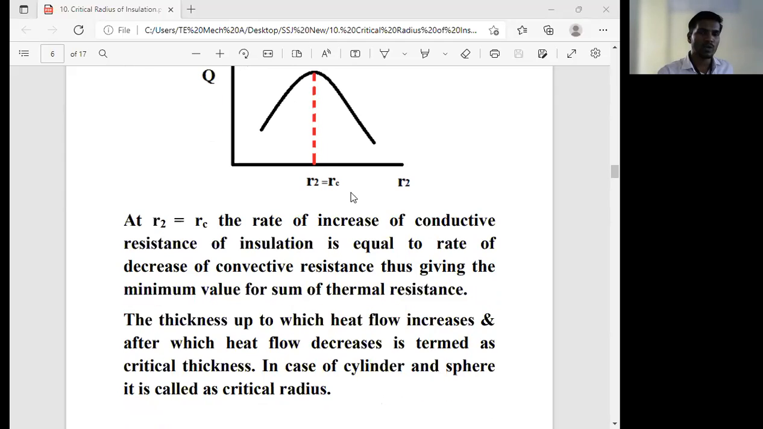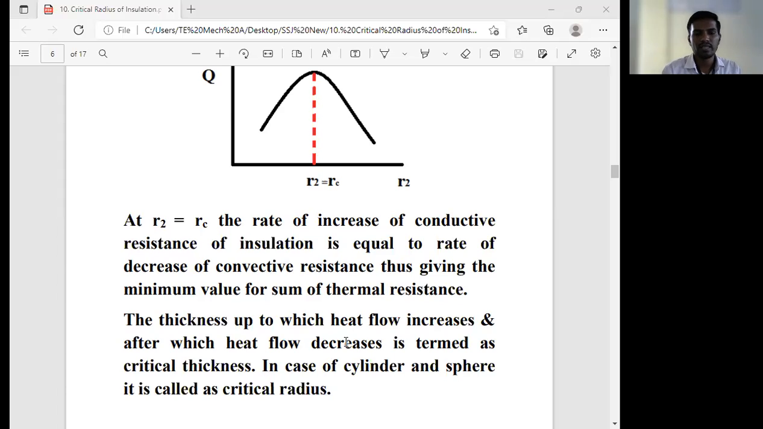Okay, so from this, what is the definition of the critical radius of the insulation? The thickness up to which heat flow increases and after which heat flow decreases is termed as a critical thickness, and in case of cylinder and sphere it is called a critical radius. Understand, this is the thickness of insulation up to which the heat transfer rate increases, and after that the heat transfer rate decreases. That thickness is nothing but the critical thickness. For cylinder and sphere it is called the critical radius.